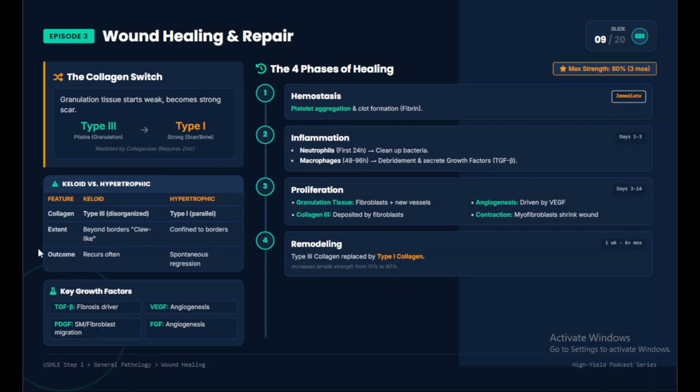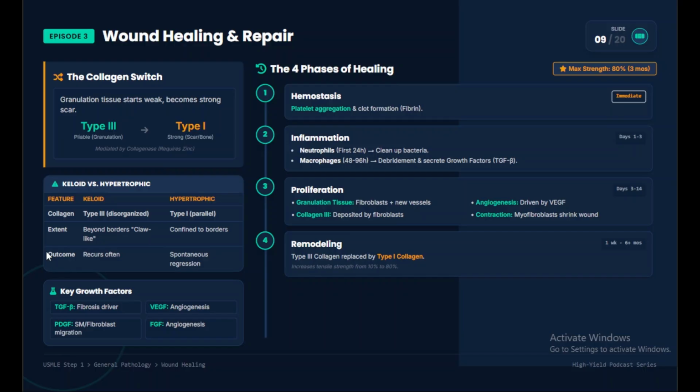Now, there are a few key growth factors that you should remember. TGF beta drives fibrosis. Vascular endothelial growth factor, VEGF, drives angiogenesis, the formation of new blood vessels. Platelet-derived growth factor, PDGF, promotes smooth muscle and fibroblast migration. And FGF also promotes angiogenesis and tissue proliferation. Think of these as the construction crew and architects of wound repair.